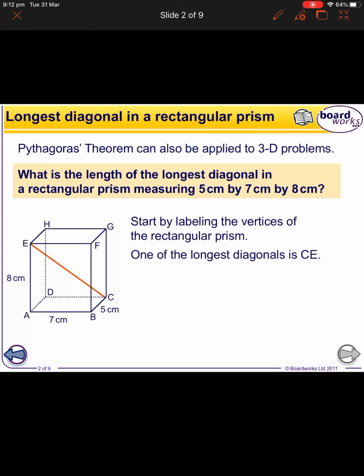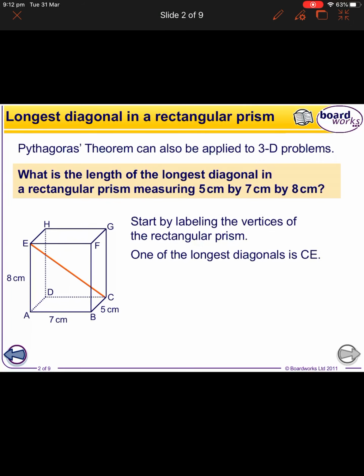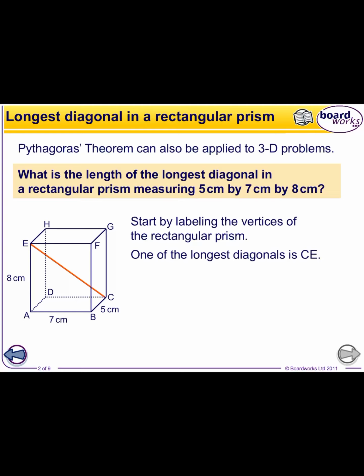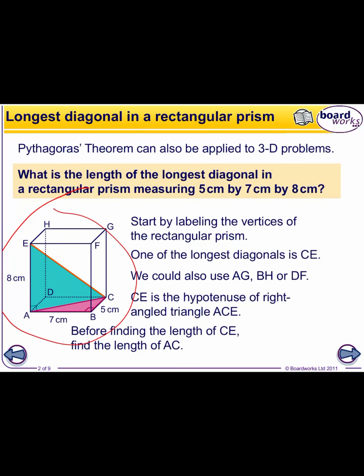Okay, so how do we find this longest diagonal? What we need to do is figure out what sort of triangle, and in particular right-angled triangle, this line EC is a part of. I want you to realize that this line EC is a part of this triangle right here. Now this triangle is within our box. It's on the inside. It's definitely not on the outside of this box.